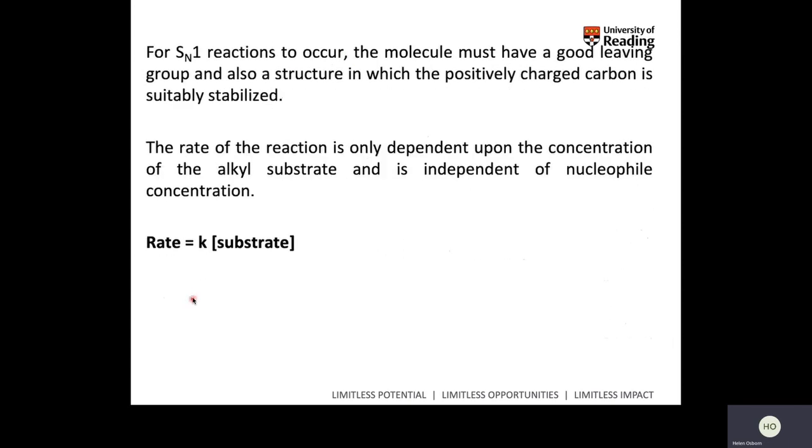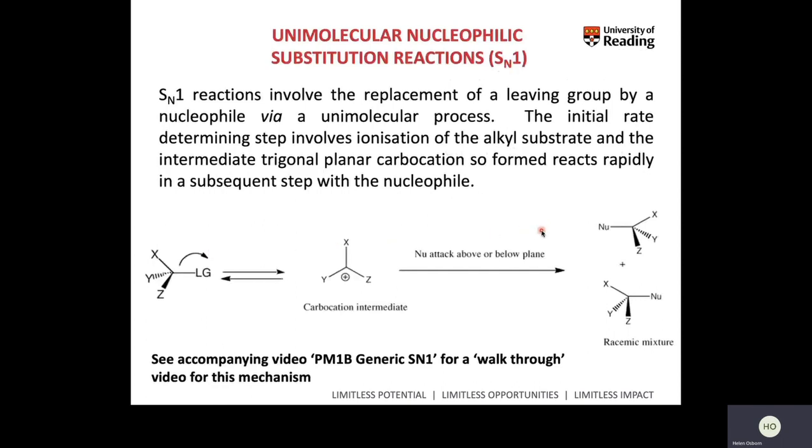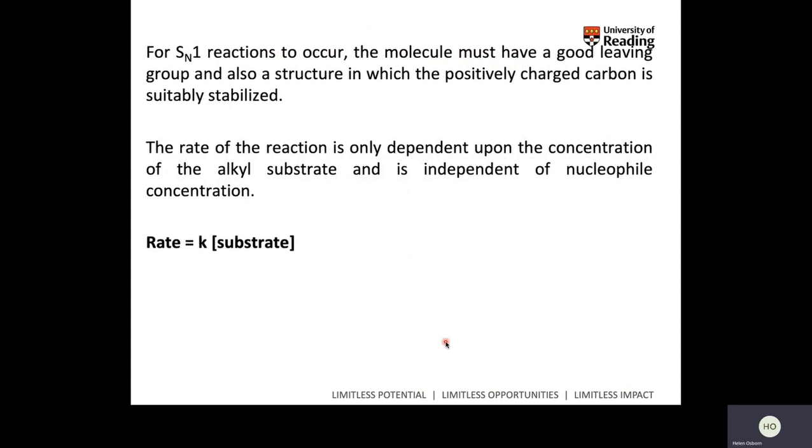So that means that the rate will only depend on one species, and that's the substrate, which is another name for the starting material. And so when you think of a unimolecular reaction, remember this is SN1, substitution nucleophilic unimolecular. If it's unimolecular, there's only one species involved in the rate determining step, and in this case it's a starting material, it's a substrate. So the rate will be equal to a constant times the concentration of the substrate. It's independent of the nucleophile concentration. So make sure you learn this as a generic example of the SN1 reaction. Go through the walkthrough video just so you practice drawing it out yourself, alongside me drawing it out. And this is what the rate equation will be.